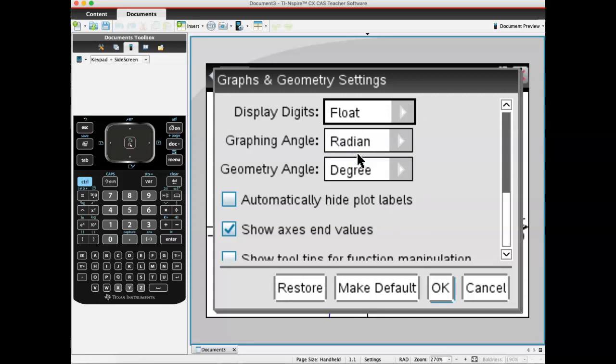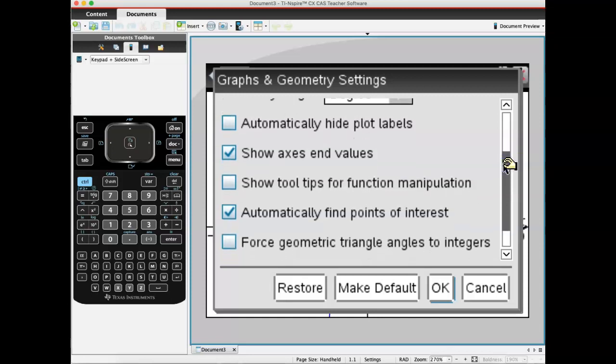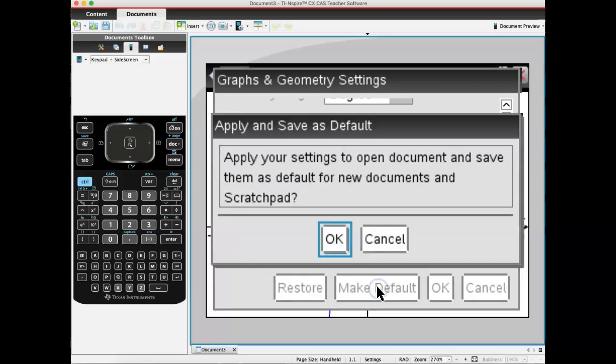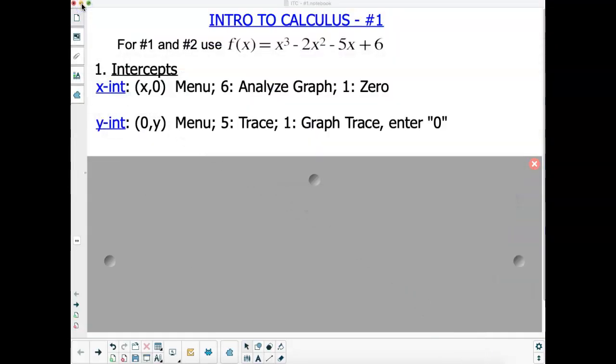The other crafty little critter in the CAS model is to make sure this guy right here, automatically find points of interest, is highlighted or checked off. This is really nice. You'll see why I'm talking about it. Show axes and end values, you don't have to have that, but to automatically find points, make that your default. Apply your settings. Okay, so what we're going to be doing in here is looking at using our calculator to find a few pieces and parts of the graph. So I'm going to close this down.